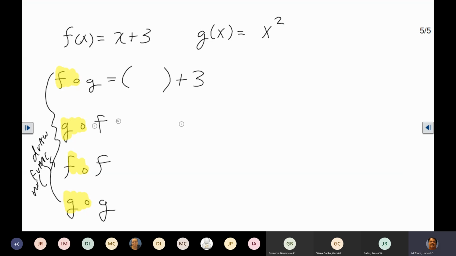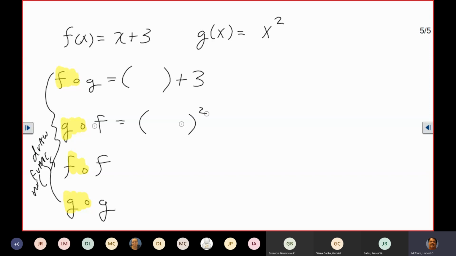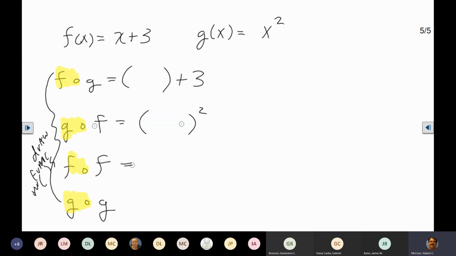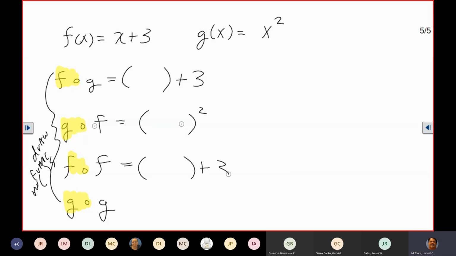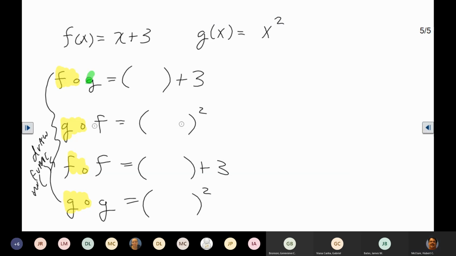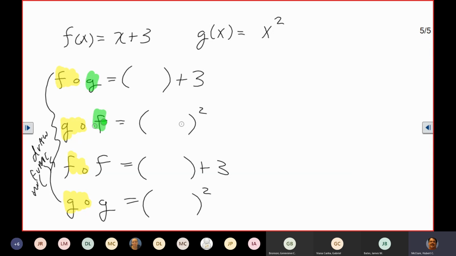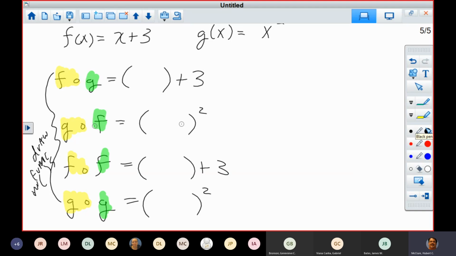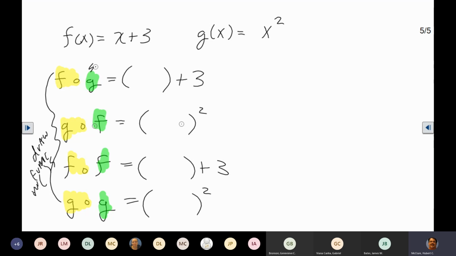G is going to look like a big set of parentheses with a square. F is going to look like a big set of parentheses plus 3, and G is going to look like a big set of parentheses squared. And then we take the green, and the green means plug and chug. The green means you're going to substitute.